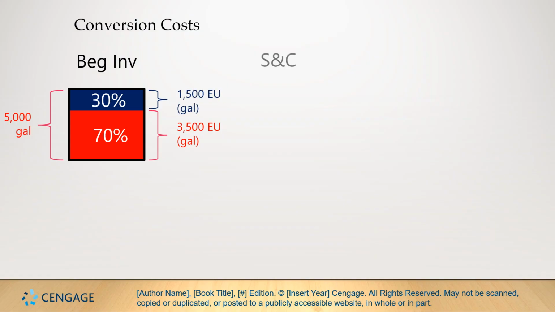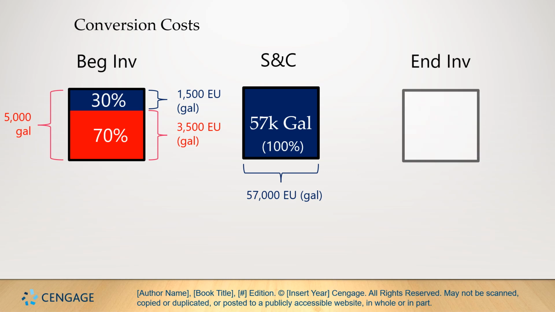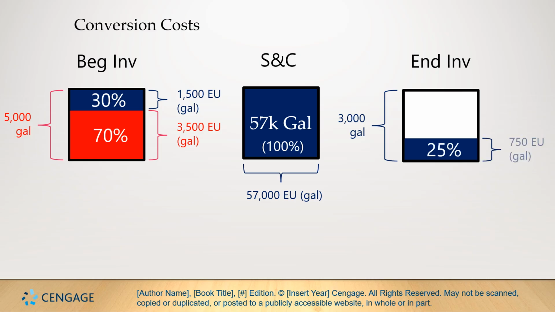As for units started and completed, these received 100% of their conversion costs for the month. Thus, the equivalent units of these 57,000 whole units are 57,000 gallons. As for our ending inventory of 3,000 gallons, they are 25% complete, which yields 750 equivalent units. We can now total our equivalent units manufactured in July.